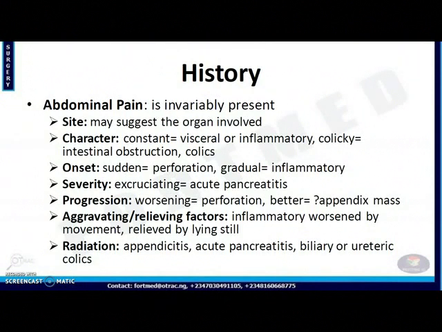Diagnosing acute abdomen requires taking a detailed history. Abdominal pain is invariably present in all conditions, so the site of the pain may suggest the organ involved. We need to characterize the pain. We need to know the onset of the pain. Is it of sudden onset or gradual onset, which can be in inflammatory condition? The severity of the pain should be assessed, and progression of the pain should be known. What are the aggravating and relieving factors of the pain, and does the pain radiate to any part of the abdomen?